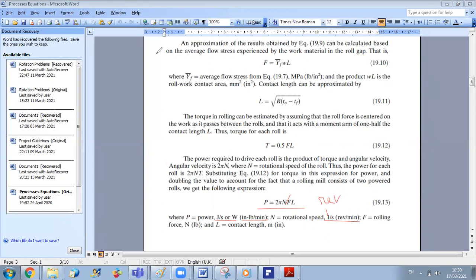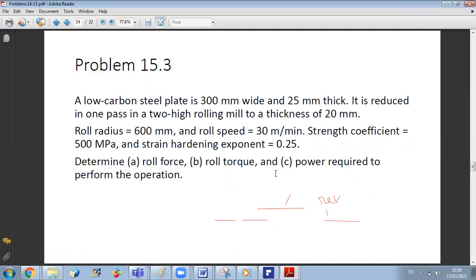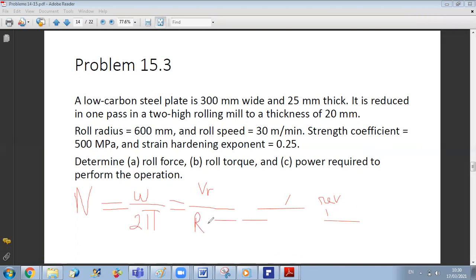So if I go back to my problem, I can use the formula provided by the course material. I just should make sure to have n in revolution per second. How to get n? n is omega over 2 pi. So all I have to do is replace omega by v over r. I know that my velocity VR is given, so n will be VR over radius times 2 pi.